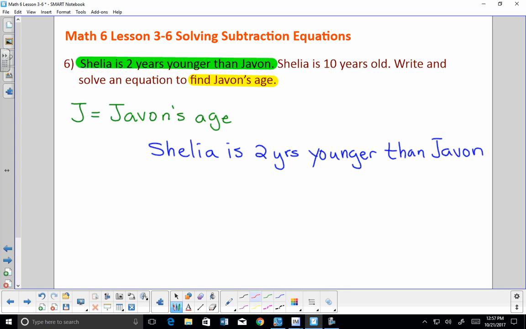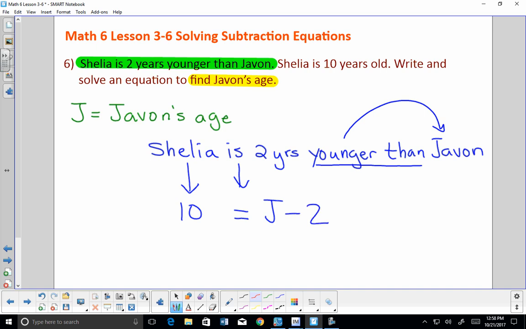Sheila, her age now, is 10 years old. Sheila is. She is. So she is 10. Is in math means equals. 2 years younger than. Remember when we talked about writing equations? Younger than means she's younger, so Javon has to come first. So 2 years younger than Javon: Javon's age minus 2 equals Sheila's age. That's basically what it's saying. So there's our equation: 10 equals J minus 2.